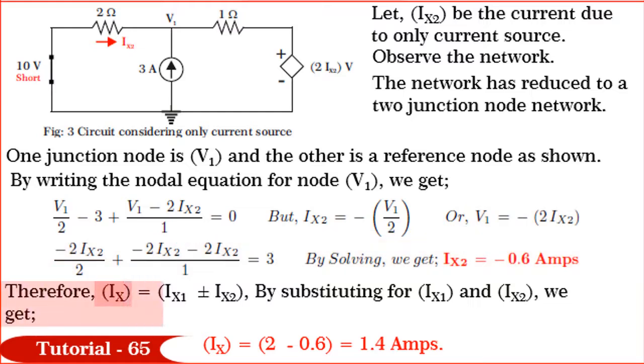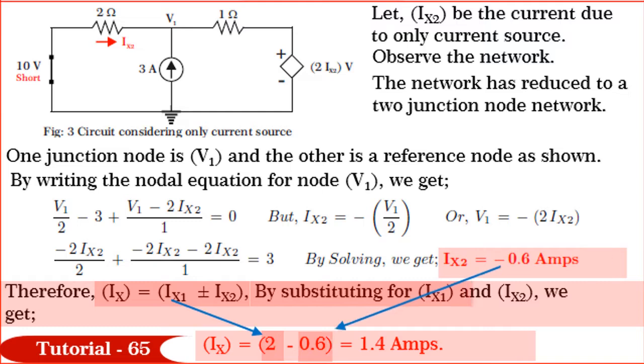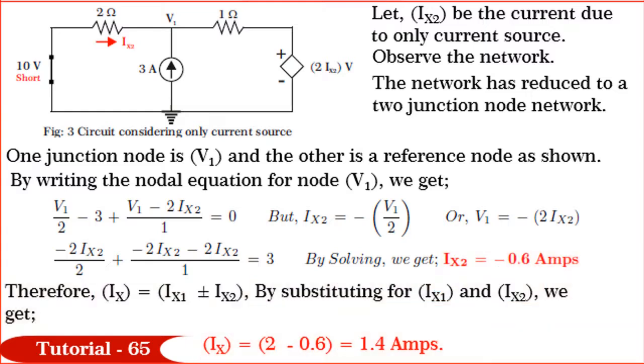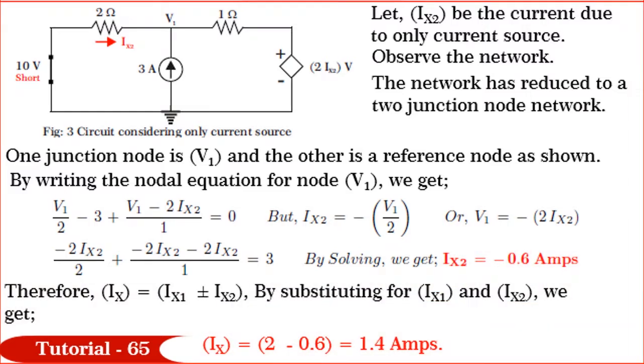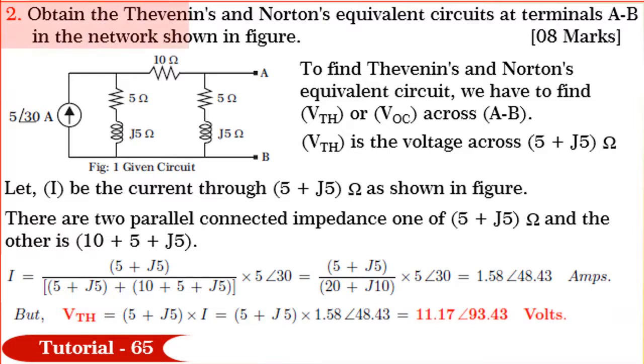Therefore, Ix is equal to Ix1 plus or minus Ix2. By substituting for Ix1 and Ix2, we get Ix is equal to 1.4 amperes. Very simple, isn't it? Friends, next we shall solve question 2.